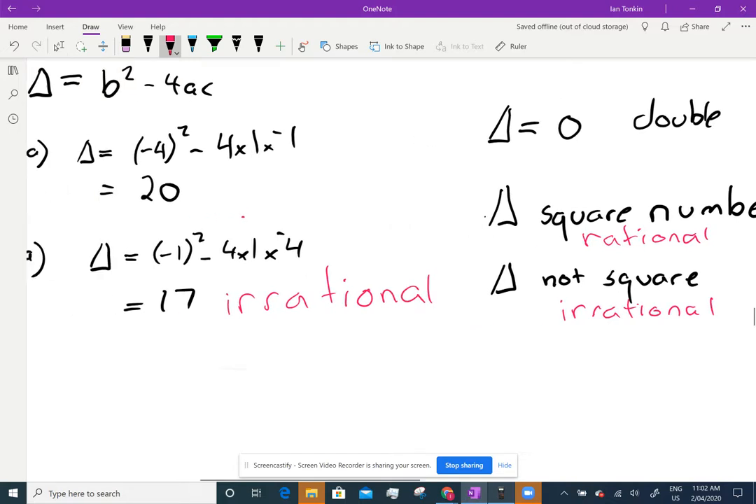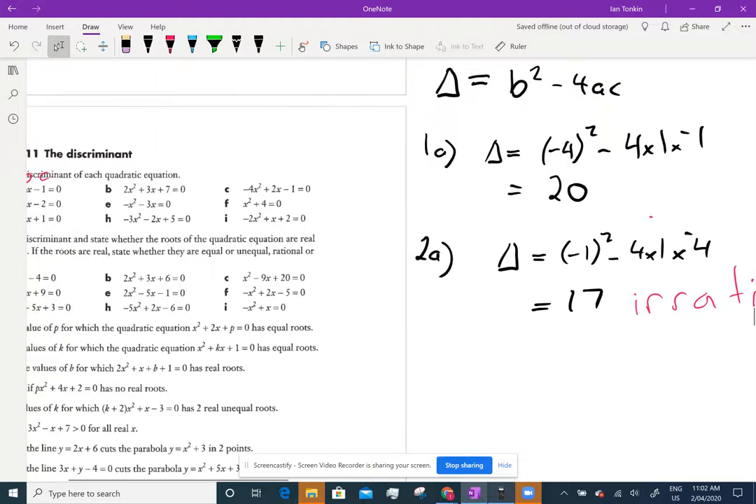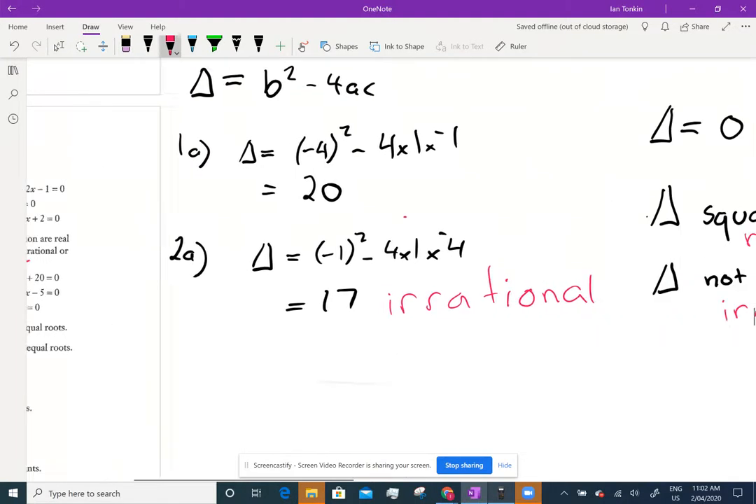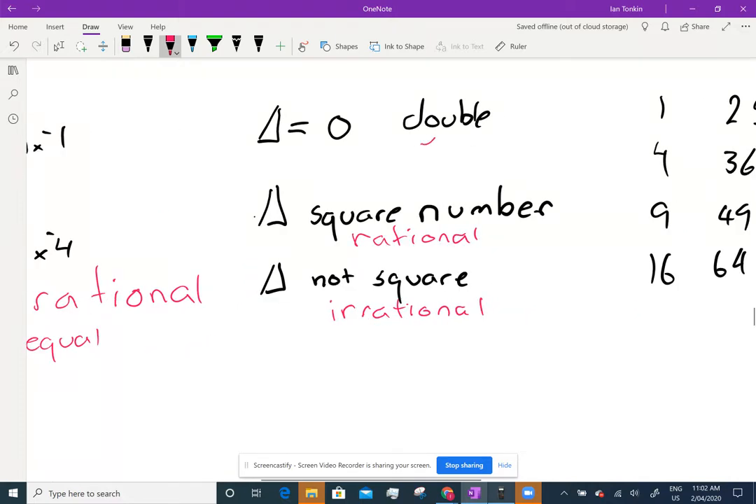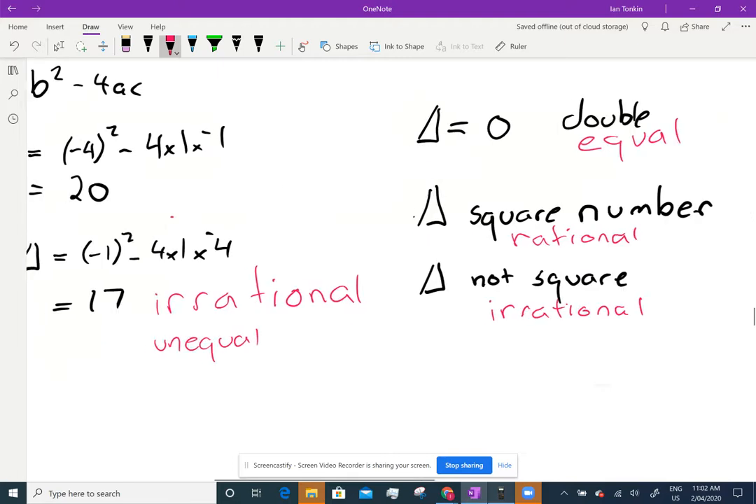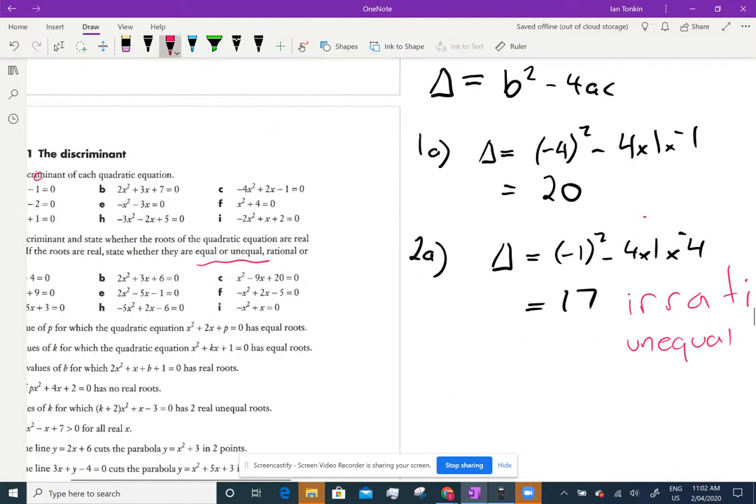And what's this other thing? Are they equal or unequal? Well, they're unequal because it's got to be equal to 0, so unequal. If it's a double root, you get equal roots. All right, so that's the terminology they're dealing with.